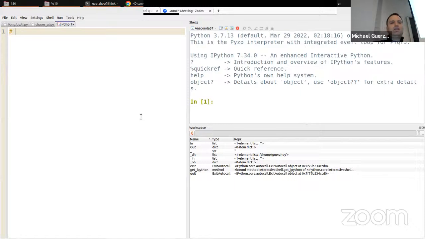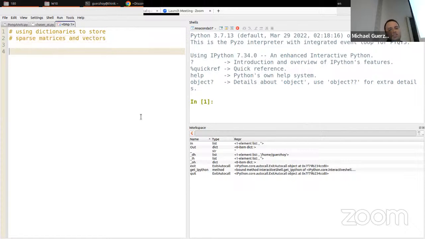So the first thing that I want to introduce is this idea of using dictionaries to store sparse matrices and vectors. So the idea is like that. First of all, what's a sparse matrix or a vector? It's kind of a vague concept. It's a matrix where most of the entries are 0. All right.